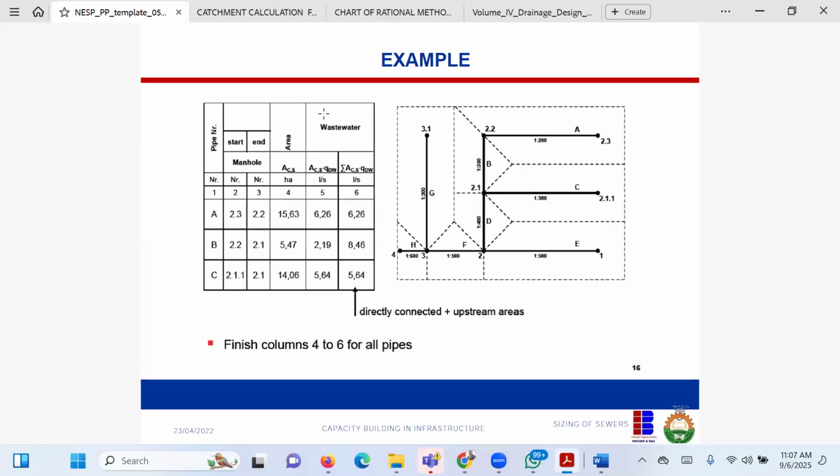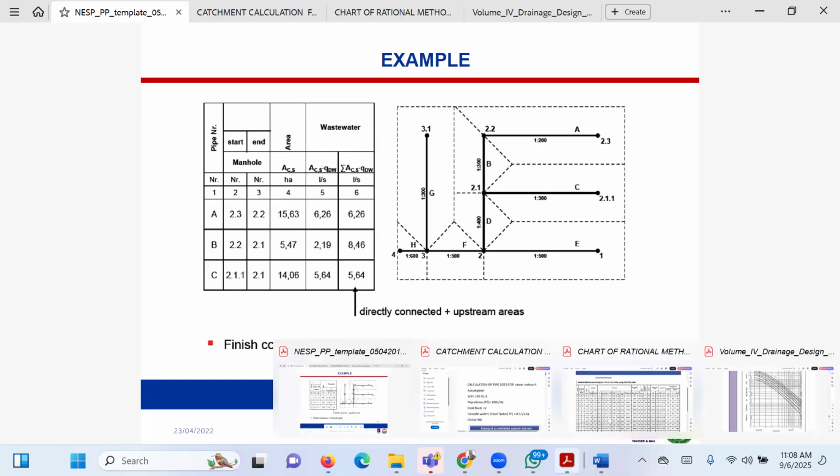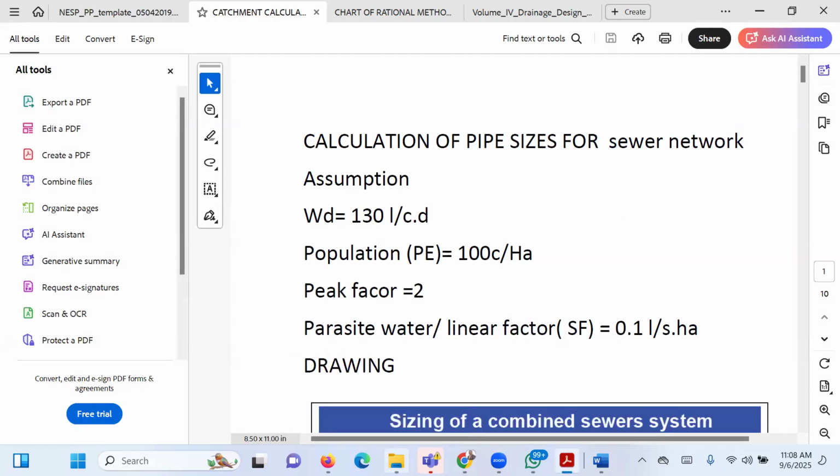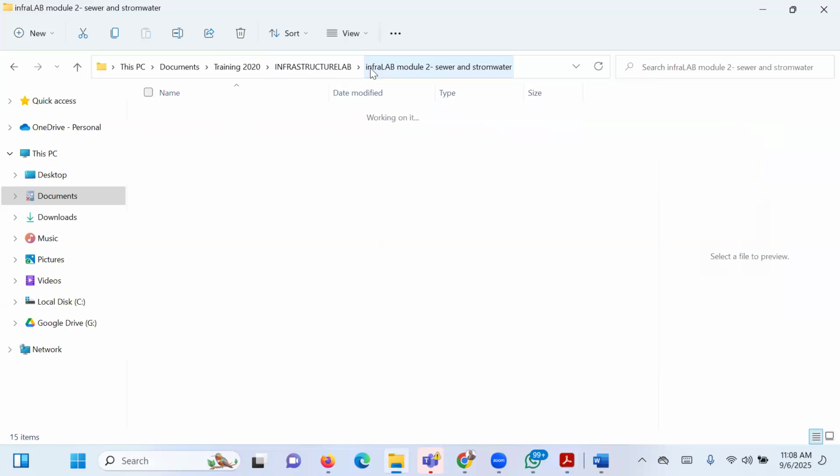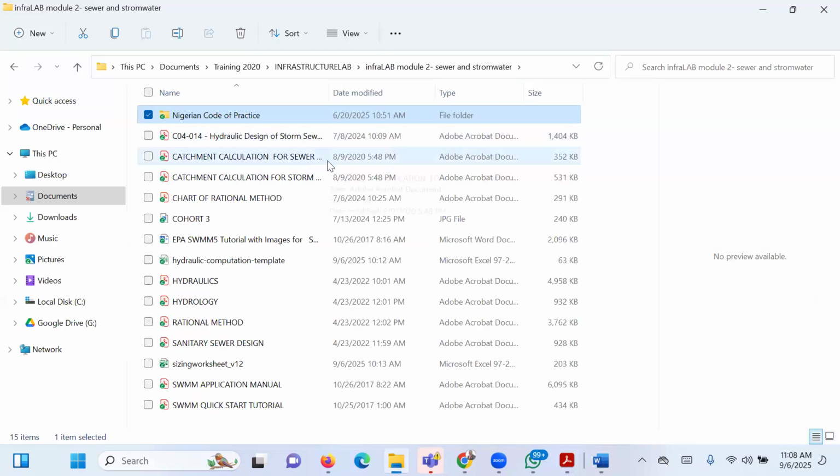So to design for wastewater, we first of all design for catchment A. So go to your material. You see a material that says catchment calculation sewer. Please, can we open it? After sewer, we will now do catchment calculation storm. Open the file called catchment calculation sewer. So let's start with the sewer.